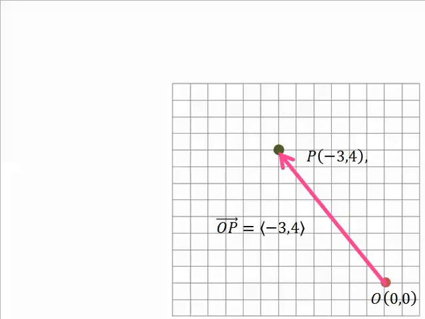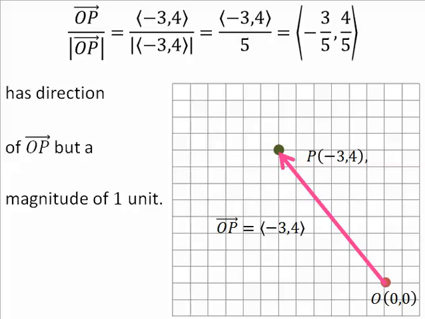What is the unit vector of OP? I want a vector that points in the direction of OP but with a magnitude of 1. Recall that the magnitude of OP is equal to 5. So OP divided by its magnitude is a vector with the direction of OP but a magnitude of 1.